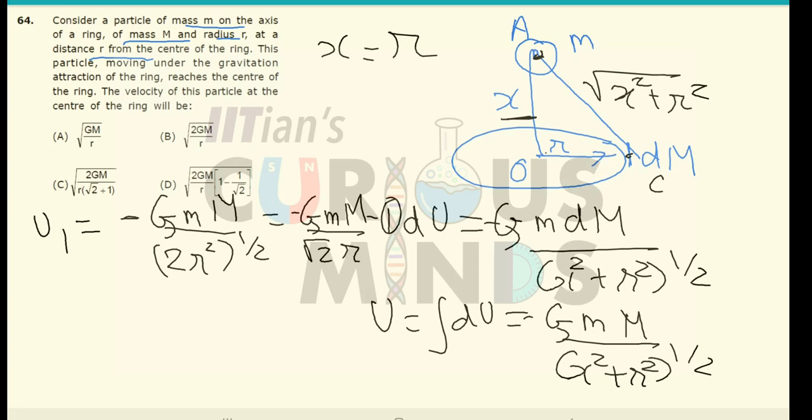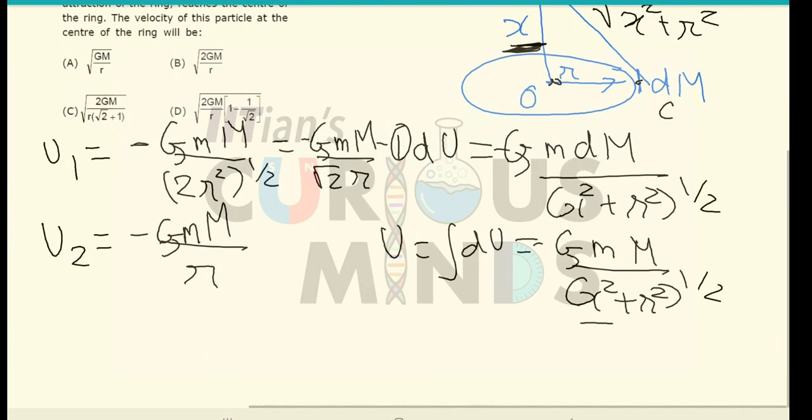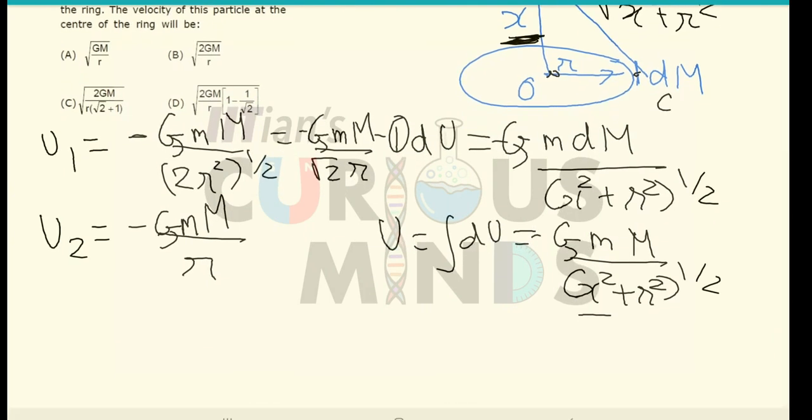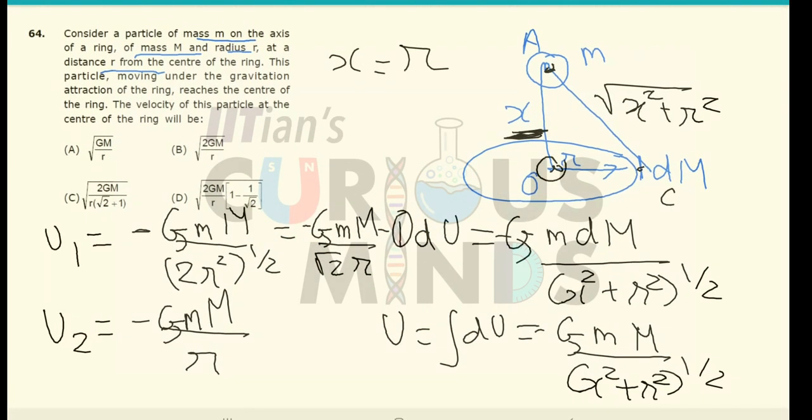When it was at the center of the ring, the distance x will be equal to 0. When x is equal to 0, U2 will be equal to minus G M m divided by r. When x is substituted as 0, it will be r square raised to half, which will be equal to r. So as it reaches the center of this ring, it will have a certain velocity. Let that velocity be equal to v.